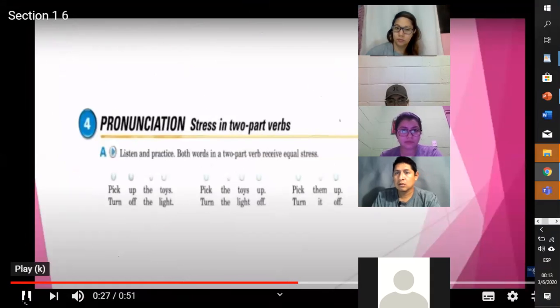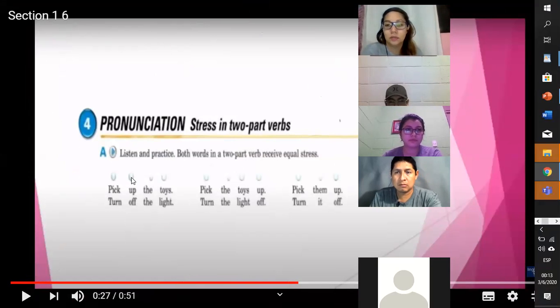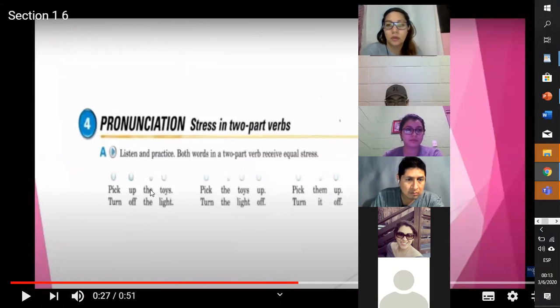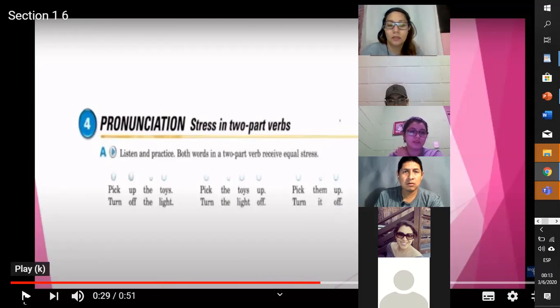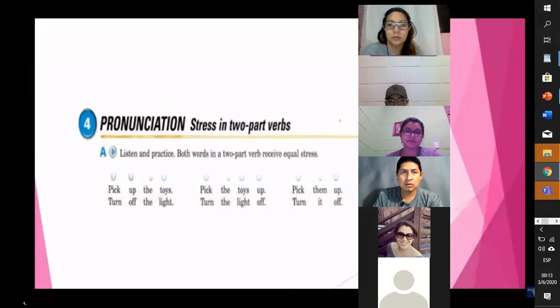Pick up the toys. Go ahead. Pick up the toys. Emphasize these two. Pick up the toys. Reduce this one, right? Pick up the toys. Turn off the light. Very good. Turn off the light.